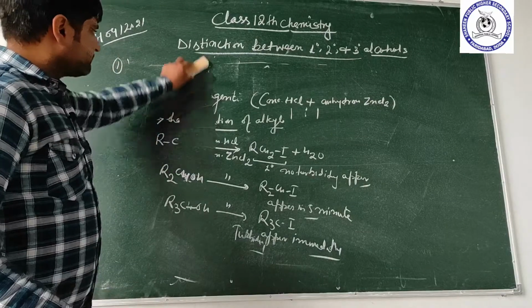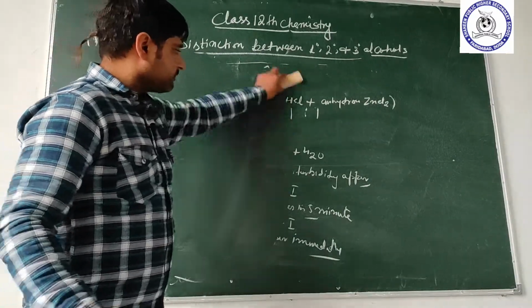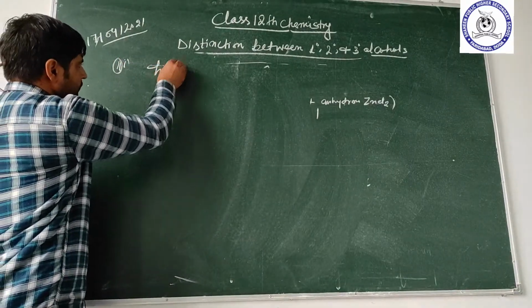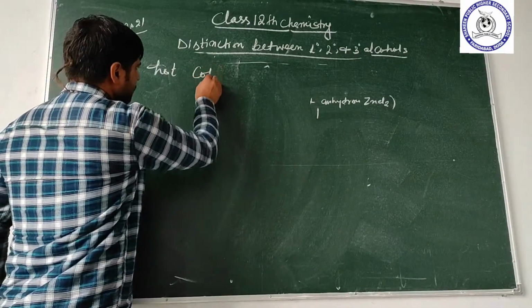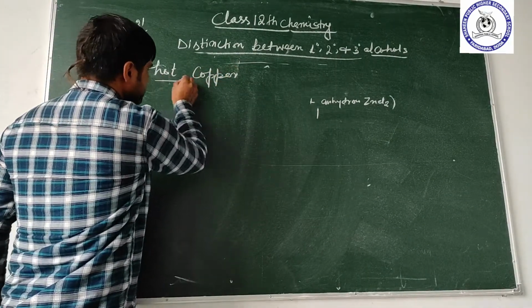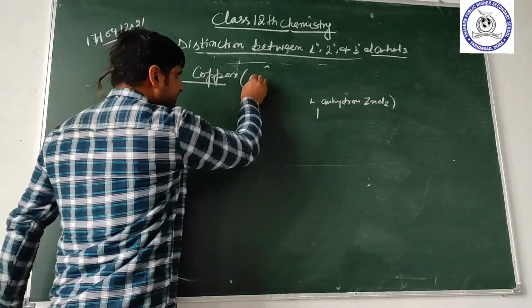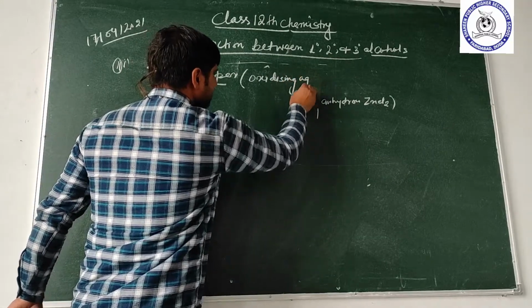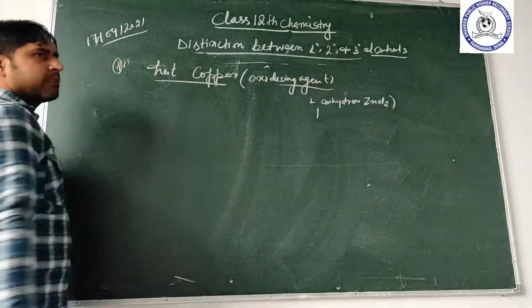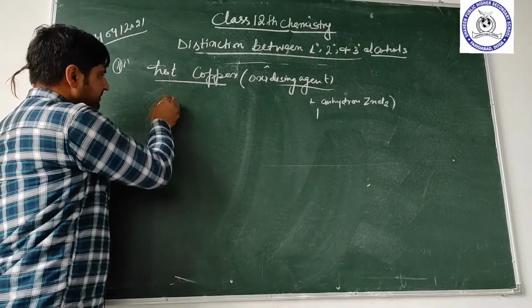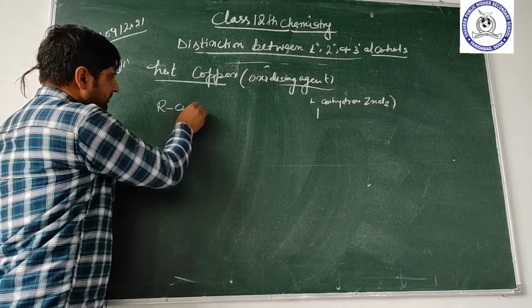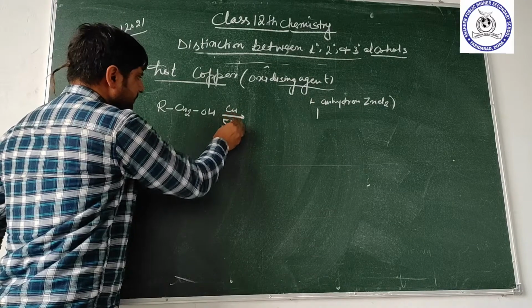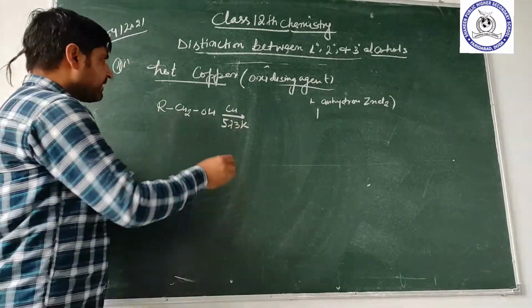The third test is reaction with hot copper. Basically, hot copper is an oxidizing agent. It involves removal of hydrogen. Let us see here, when primary alcohol reacts with hot copper at 573 Kelvin, we get aldehydes.